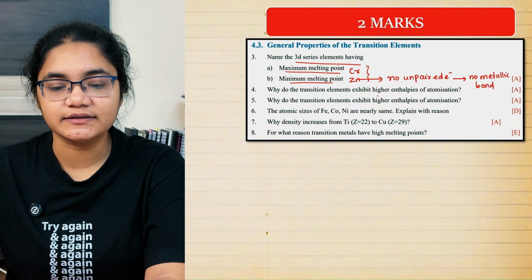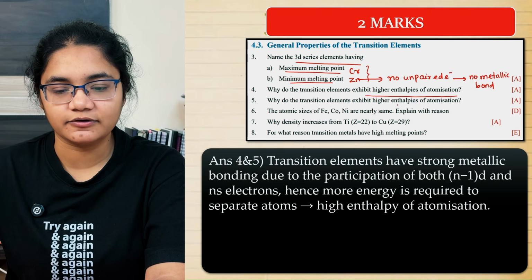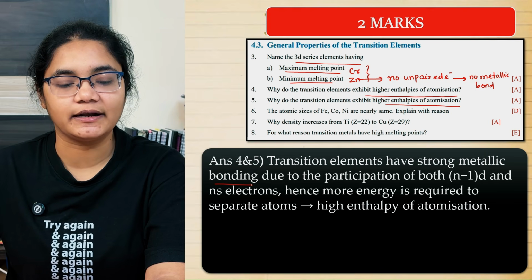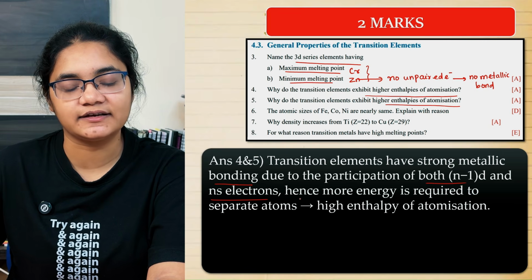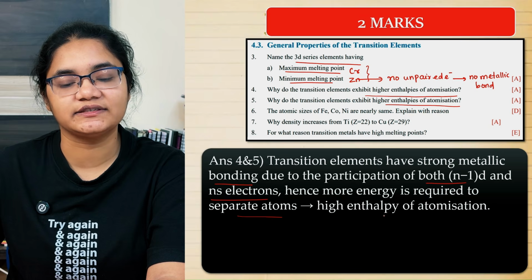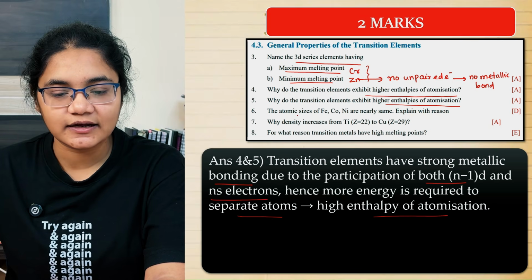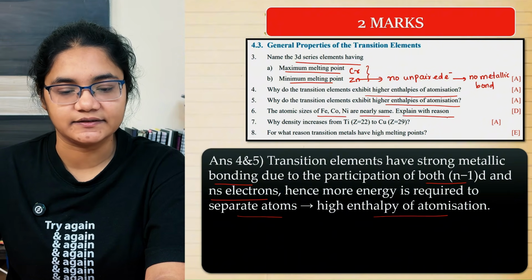Next question, why do transition elements exhibit higher enthalpy of atomization? So question number 5 is also the same. You can see for both of them, transition elements have stronger metallic bonding due to the participation of both (n-1)d and ns electrons. Hence more energy is required to separate them and they have higher enthalpies of atomization. Next is, the atomic sizes of iron, cobalt, nickel are nearly the same. Explain with the reason.